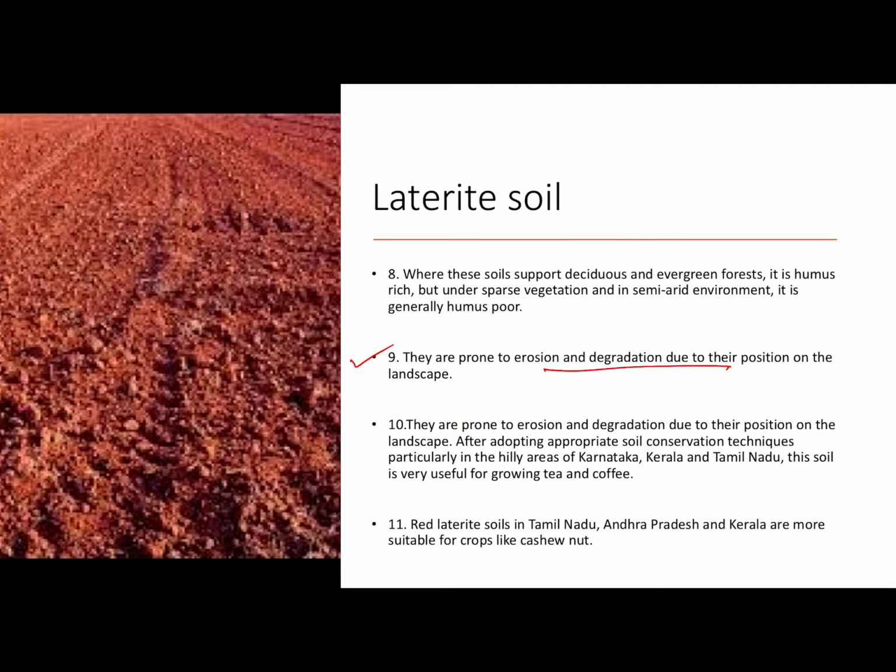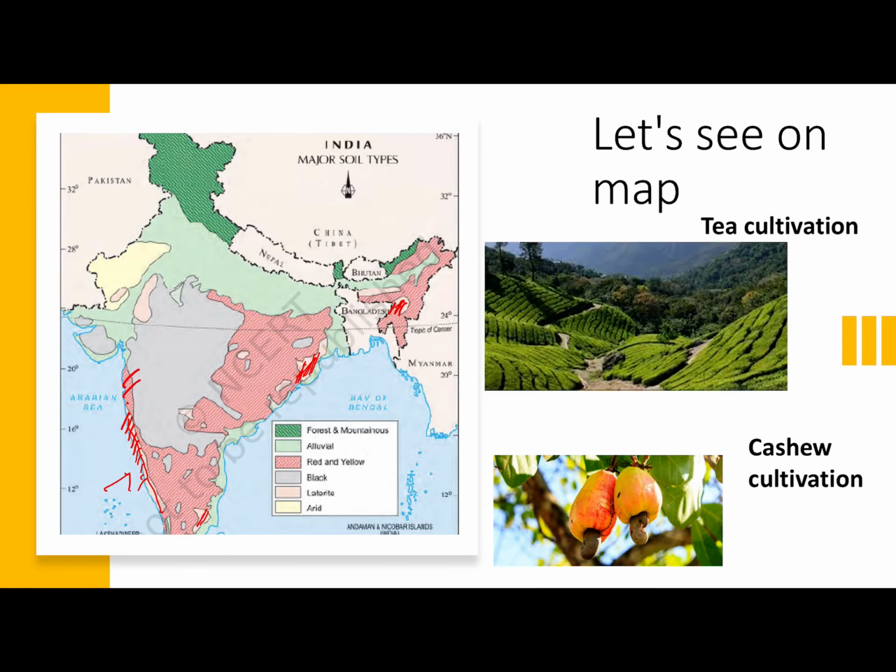Then the next point: we have already seen where laterite soils are found. They are found in Karnataka, Kerala. This is Maharashtra. Roughly you can figure out Maharashtra, Karnataka, Tamil Nadu, Kerala, Odisha. Now are these soils good for cultivation? Yes. What is cultivated in this soil? Tea cultivation and cashew cultivation happen. Cashew cultivation happens in the eastern side, Andhra Pradesh, and tea cultivation happens in Kerala, Karnataka and Tamil Nadu. So you can remember it like that: western tea and eastern cashew.